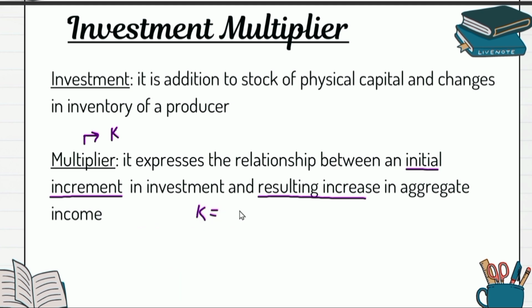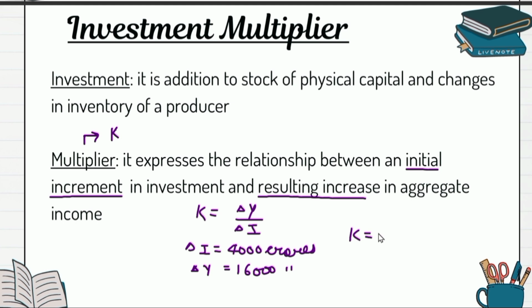Multiplier is defined as the rate of change in national income due to change in investment. Suppose the additional investment in the economy is 4,000 crores and this will generate additional income of 16,000 crores. So the value of K is 4. This means that income will increase 4 times with a single increase in investment.